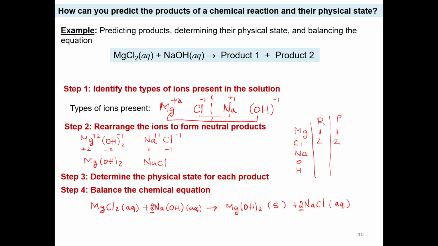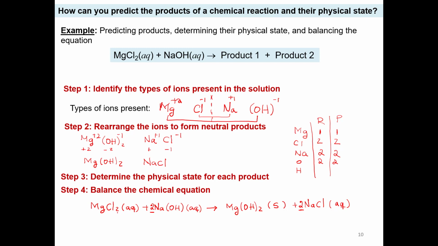Now we have 2 sodiums on the product side, and 2 sodiums on the reactant side. Now let's see what happened with the oxygen. Remember, this 2 multiplies the whole equation, so 2 times 1 will be 2. We have 2 oxygens on this side, and on the other side we have 2 oxygens because we have 2 hydroxides.